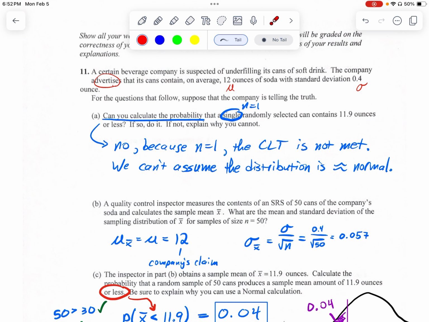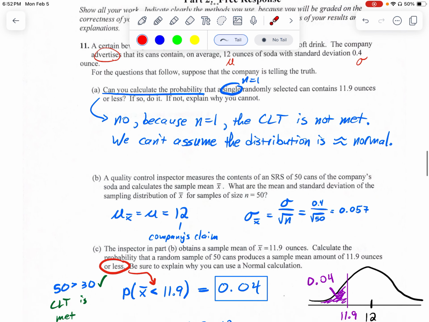Well, you can't get the probability. I could get a z-score, but when I move one step further and find the probability, I can't do that unless I know the sampling distribution is approximately normal. And it's not 30, it's only one can. So the CLT is not met, so I really shouldn't do this. We can't assume the distribution is normal, so finding a probability based on that doesn't make good sense.